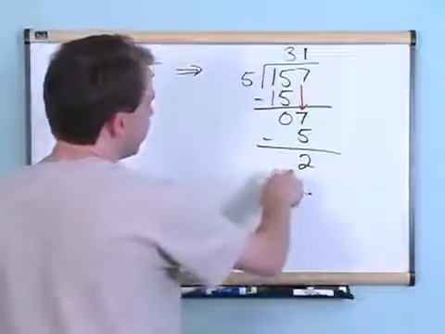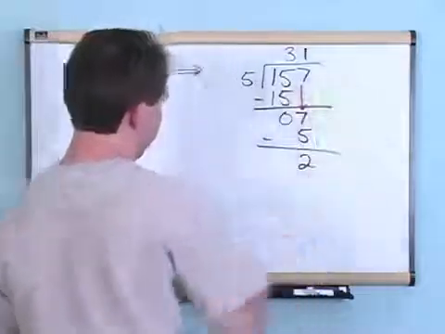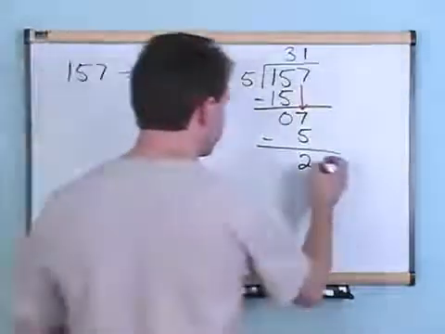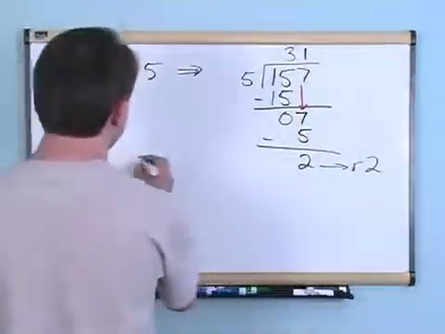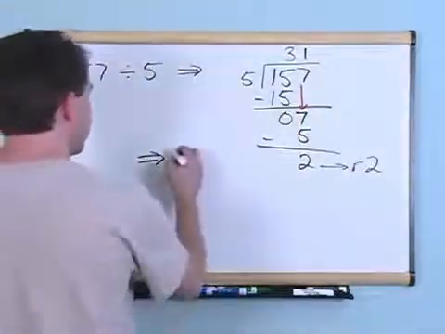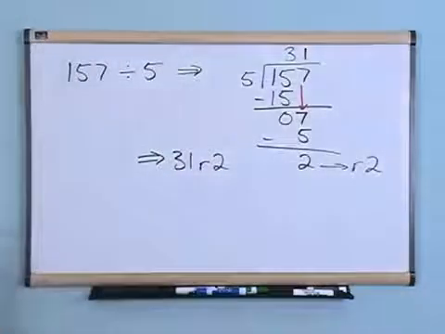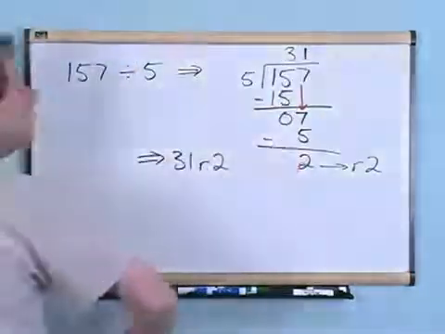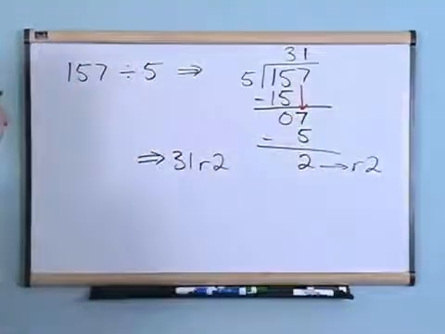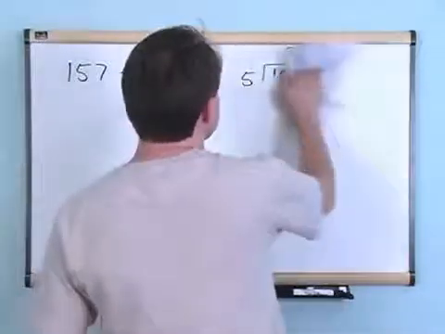5, can we divide into 2? No, you can't because it's too small. It's less than 5. And there's no more digits here to drag down and help you out. So what this means is you're going to have a remainder of 2. Okay? So the final answer to this problem would be 31 with a remainder of 2. Okay? 31 with a remainder of 2. So that means when you take 5 divided into 157, it's going to go 31 times evenly, but then you're going to have two guys left over, and that's why it can't divide a whole number of times in there. You're going to have a remainder. Okay?